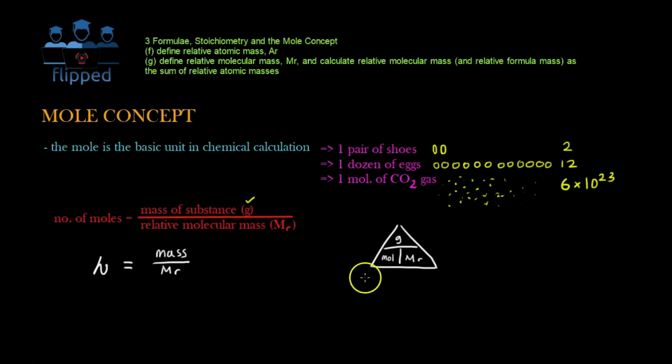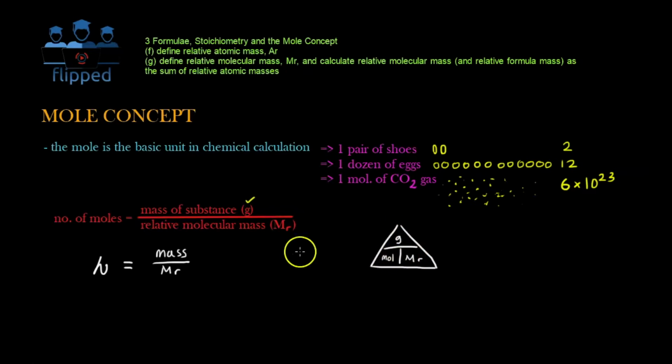This can be represented in this triangle here, with the grams on top, mole below, and MR at the side. If I want mole, I just cover up the mole, and I can see that grams divided by MR gives me mole. What about if I want MR? I just cover up MR, and I can see that grams divided by mole gives me MR. What if I want grams? I just take mole times MR, and it will give me grams. Because side by side is multiply, top and bottom is divide.